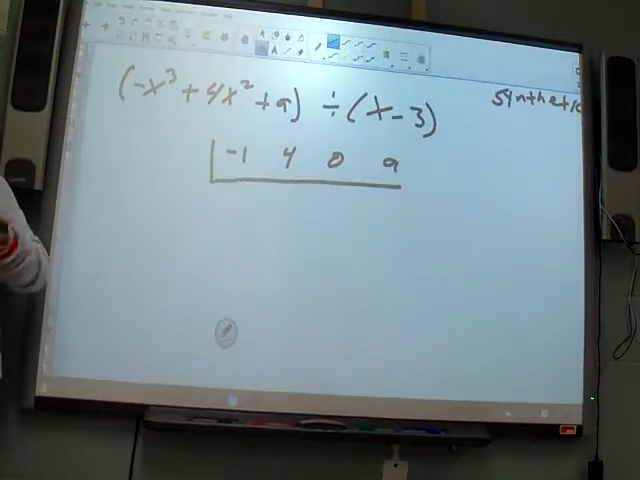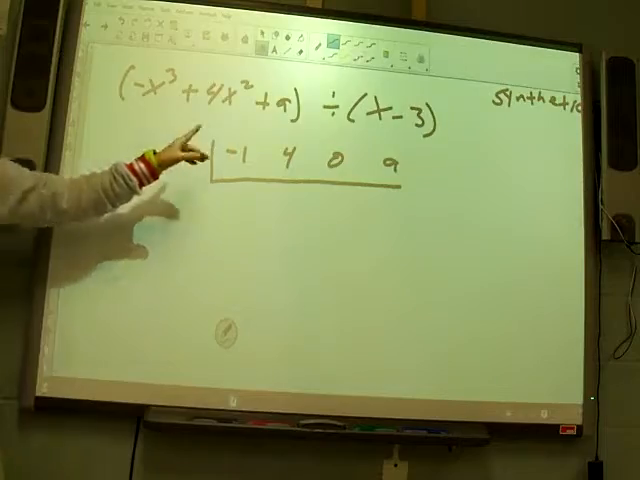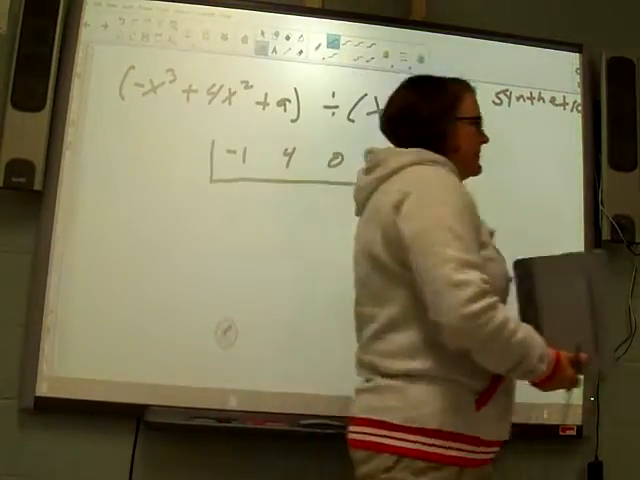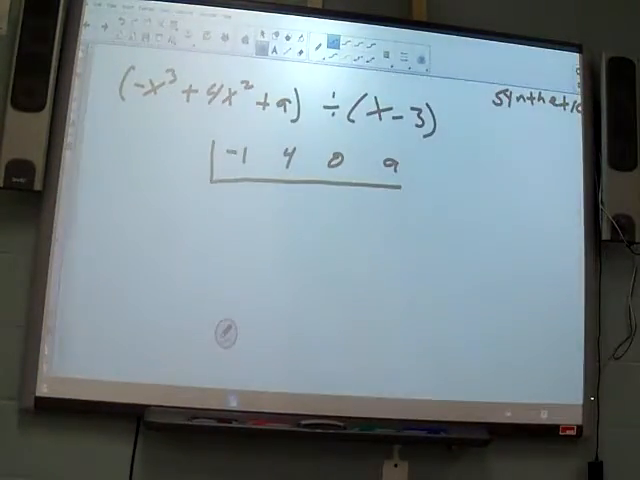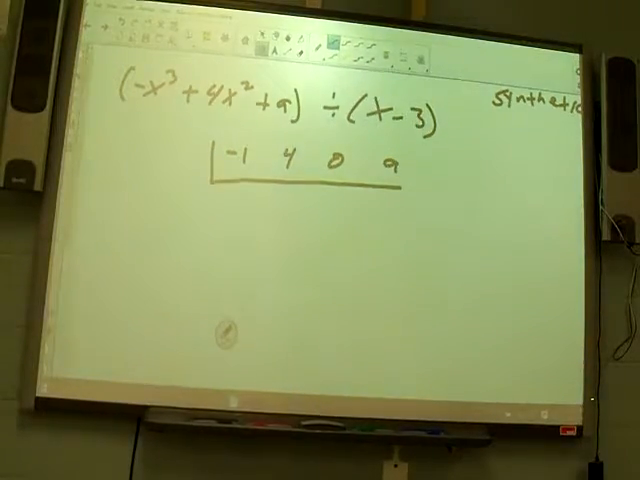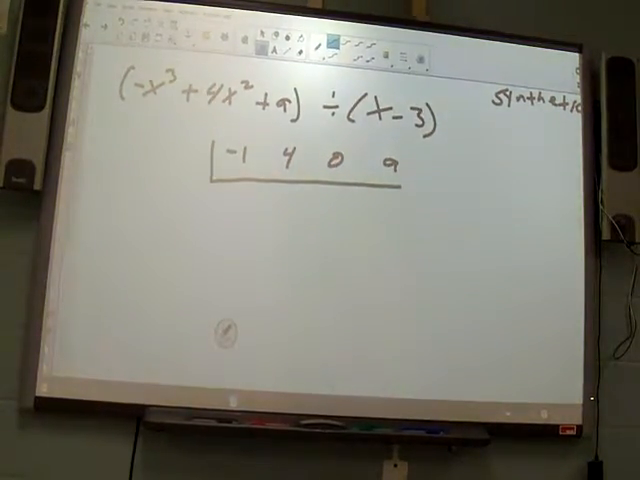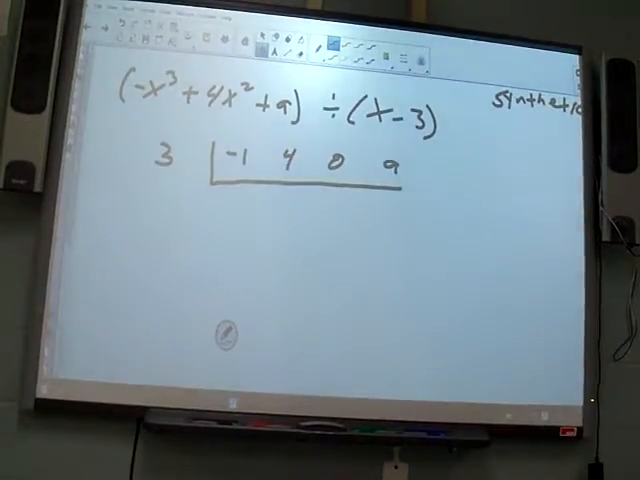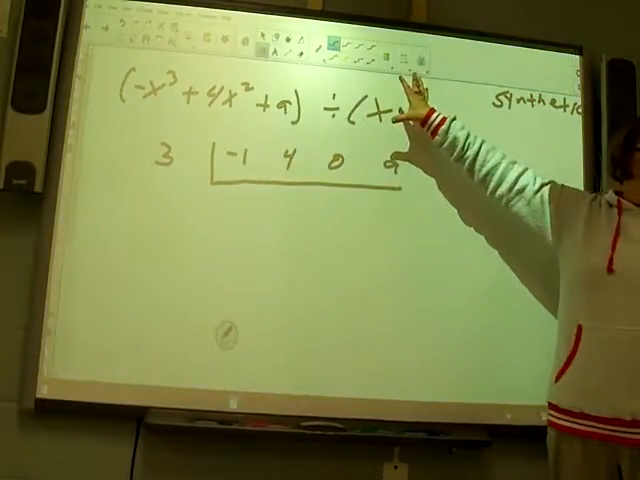Okay, now, outside the box, what you're going to do is take what you're dividing by. So you're going to take that x minus 3, set that equal to 0 and solve. So 3 is what's going to go outside my box, on the side. Everybody, we took this and set it equal to 0 and solved.